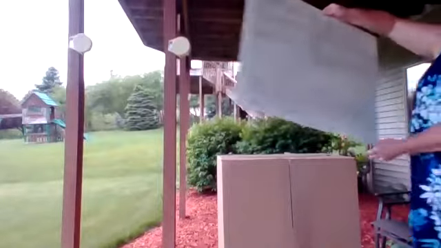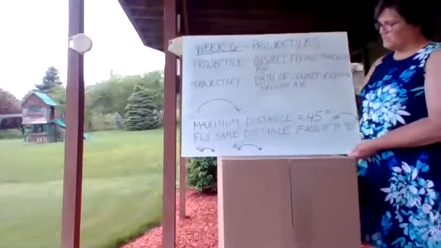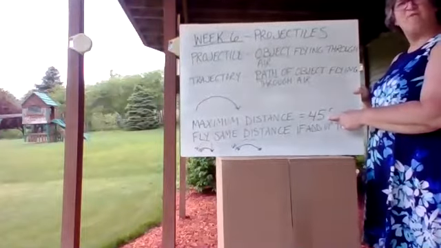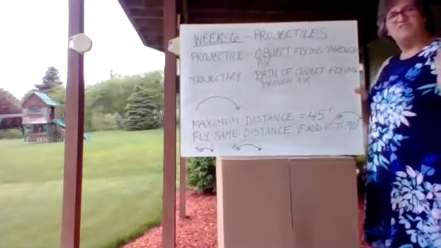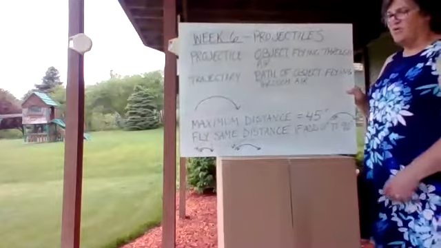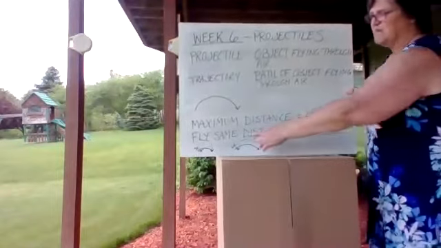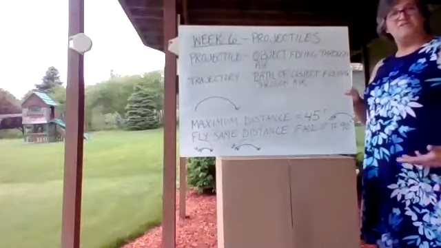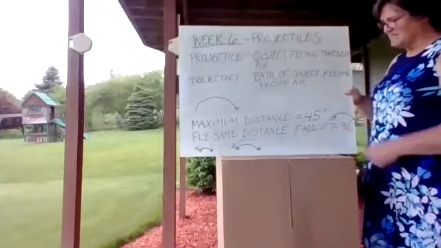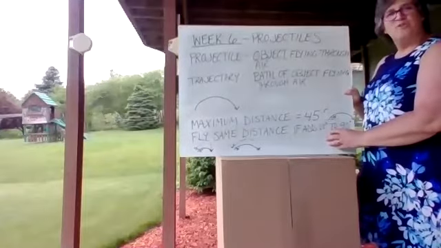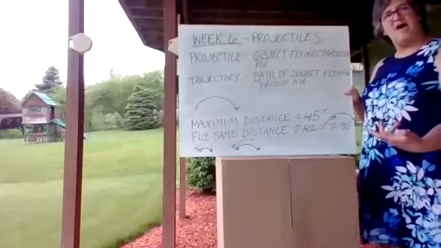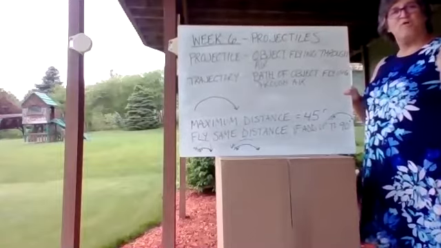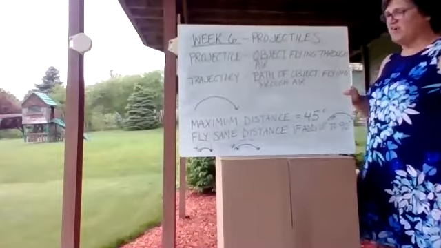Now, when you're using projectiles, if you want your projectile to go the maximum distance, you want to hit it at a 45-degree angle. That's what's going to get you the farthest. Now, the cool thing about projectiles is if you want two objects to fly the exact same distance, what you can do is you can actually make them leave at complementary angles, or angles that add up to be 90 degrees.